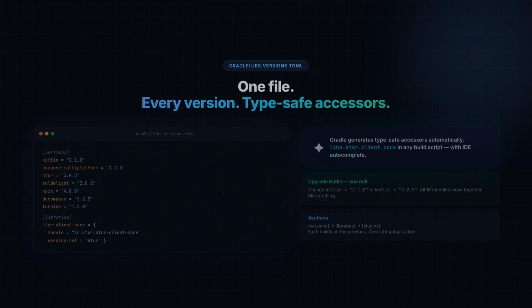Below the versions block is the libraries block, which maps a short alias like libs.kotlinx.coroutines.core to the full group and artifact coordinates with a reference to the version you already declared. Below that is the plugins block, which does the same for Gradle plugin IDs. Gradle generates type-safe accessors from this TOML file automatically. That is why you can write libs.kotlinx.coroutines.core in any build script, and the IDE gives you autocomplete and refactoring support.